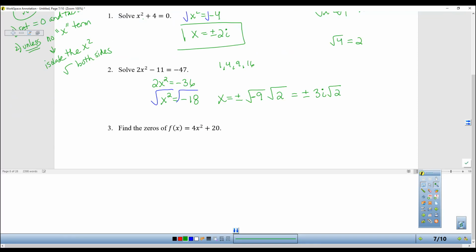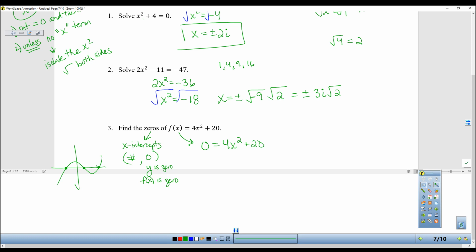What does it mean to find the zeros? Finding the zeros is finding the x-intercepts. And what's special about an x-intercept is that it is where the graph crosses the x-axis. In every one of these cases, the y-coordinate is 0. The y is 0, the f of x is 0. So to find the zeros, you're going to make the f of x 0.